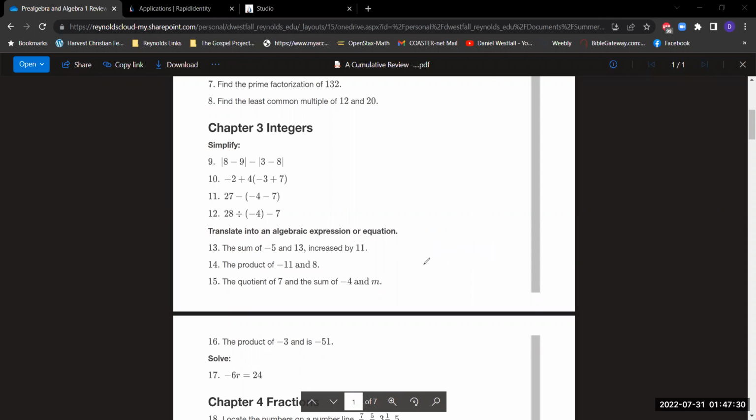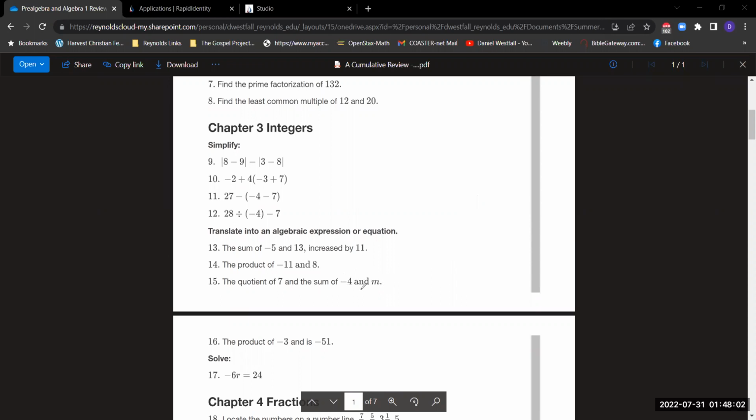The product of negative 11 and 8. There are different ways that we can write the multiplication symbol in math. I'm going to use a multiplication dot because it's not going to look anything like the letter X. Sometimes I'll also use an asterisk to represent multiplication. If it's hard to see the multiplication dot, I'll instead write an asterisk like that to stand for multiplication.